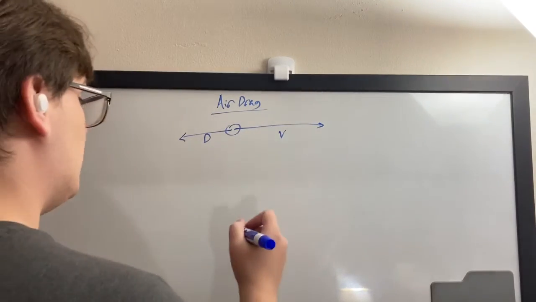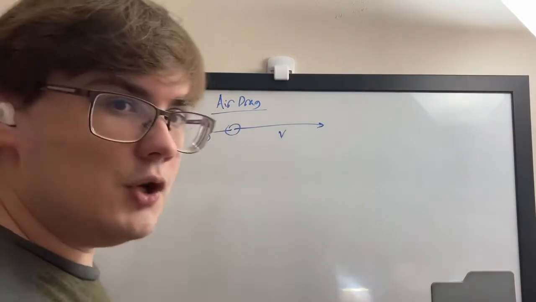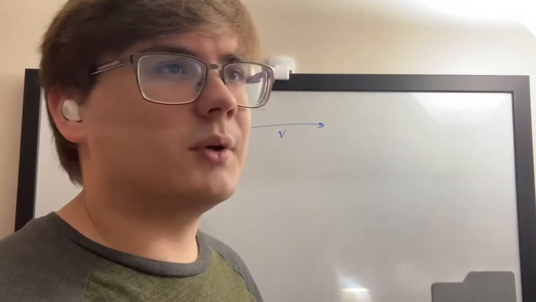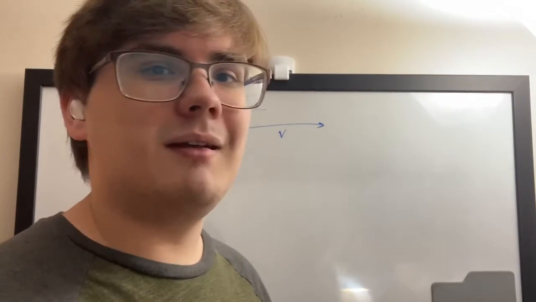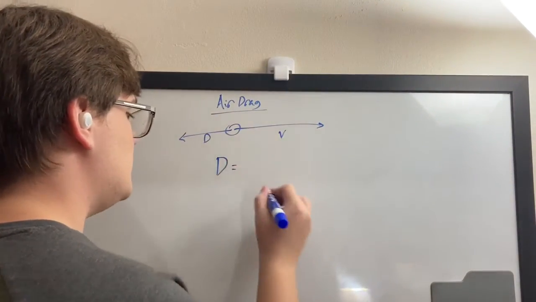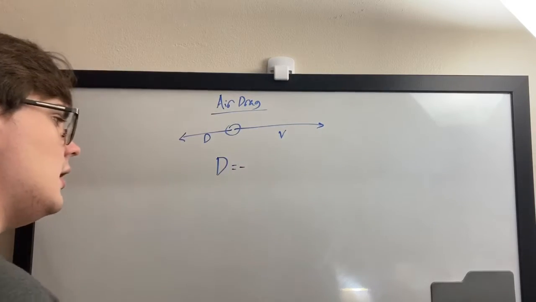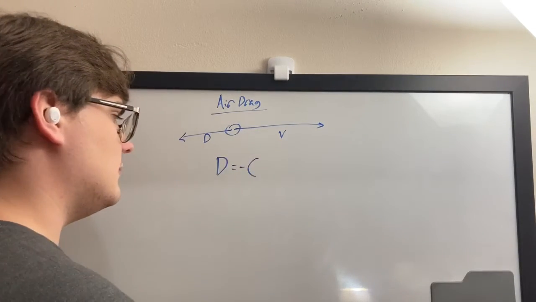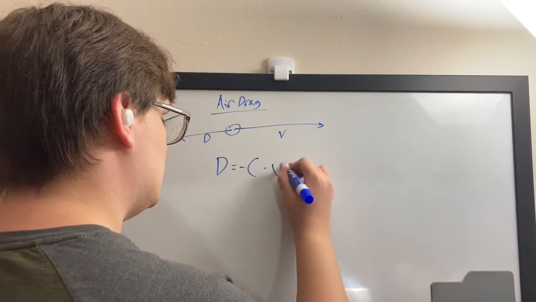Okay, so how do I make numbers of D? Well, this is equal to the negative of some coefficient times the velocity.